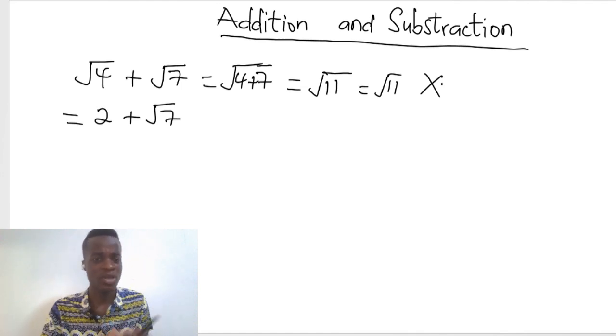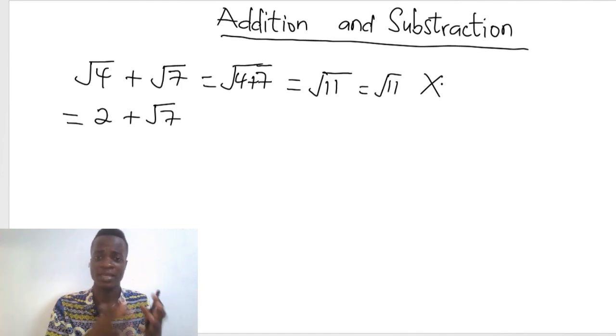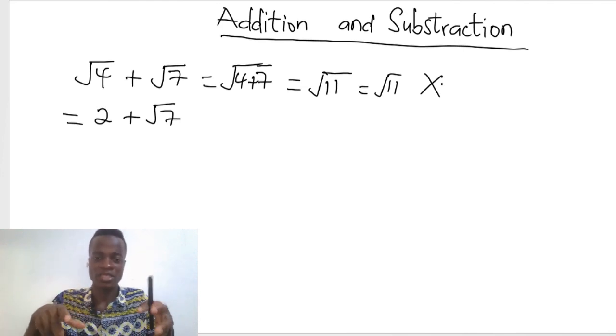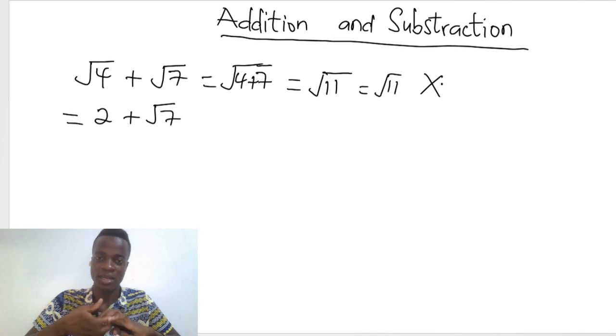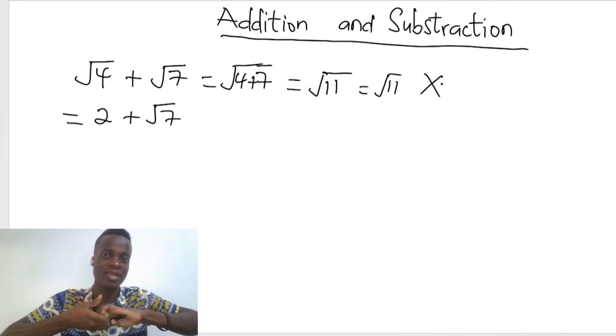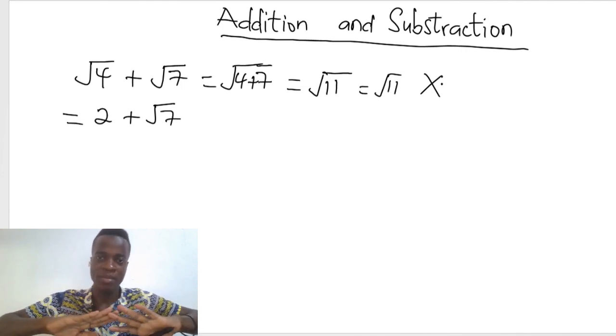So for example, in this case, you have square root of 4 plus square root of 7. Because we are doing addition, the numbers under the square root don't interact. Let's have that in mind. When we are doing addition and subtraction, those under the square root don't interact among themselves. So we leave them as such, right?